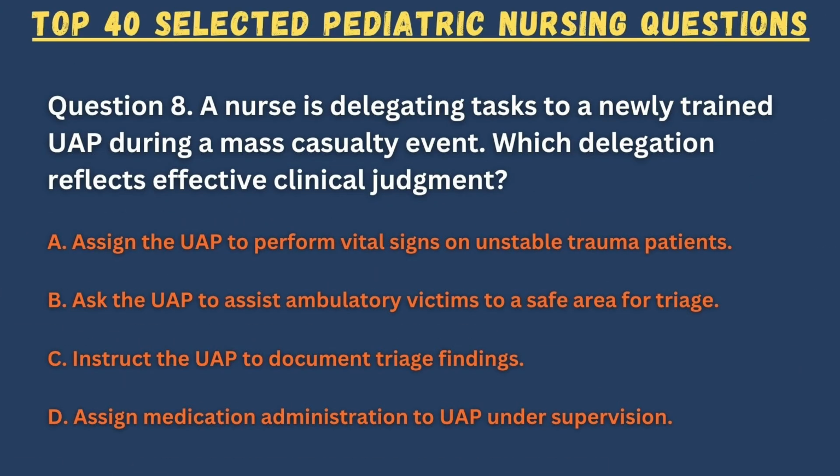Question 8. A nurse is delegating tasks to a newly trained UAP during a mass casualty event. Which delegation reflects effective clinical judgment? A. Assign the UAP to perform vital signs on unstable trauma patients. B. Ask the UAP to assist ambulatory victims to a safe area for triage.